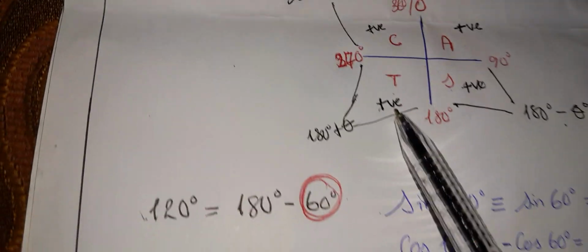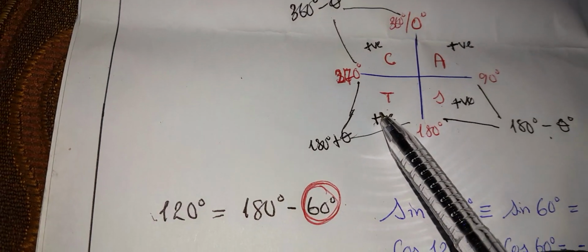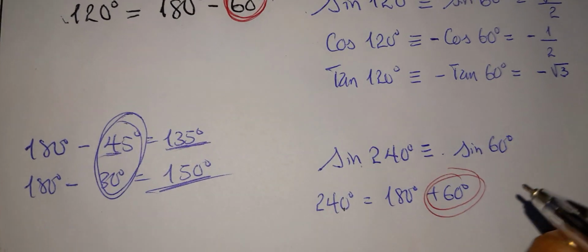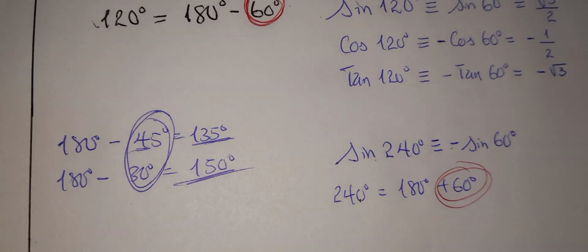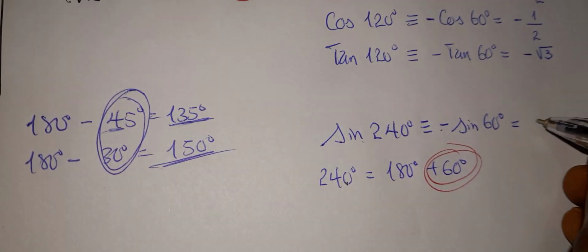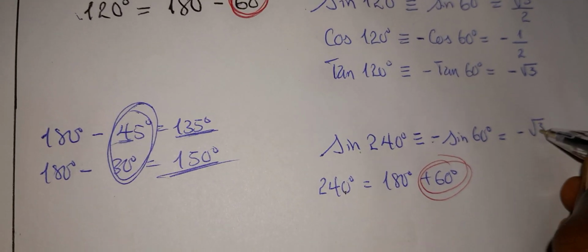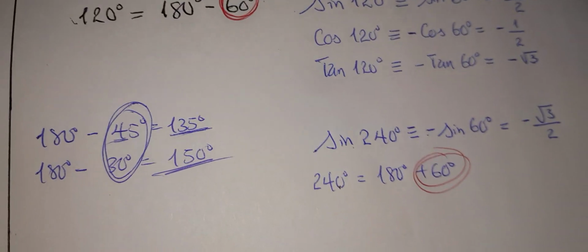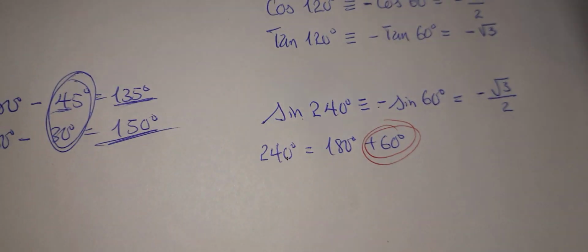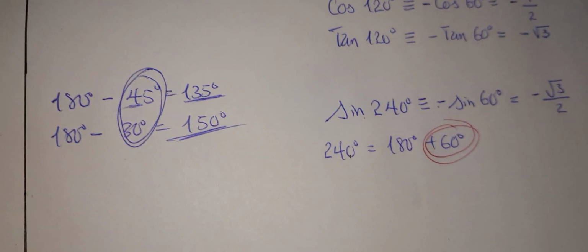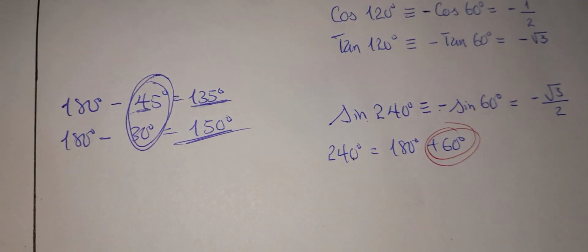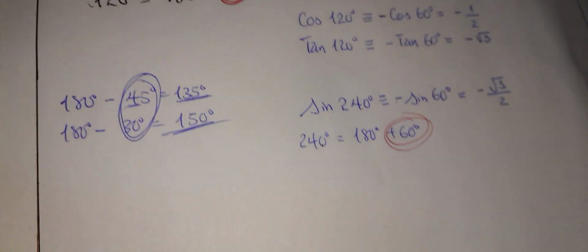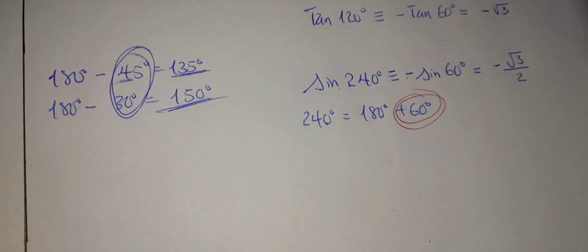But you need to ask yourself, in the third quadrant, what is positive? It is the tangent. So it means anything that is not tan is negative. I hope you will make it. So the answer here is minus root 3 over 2. I'm going to drop a chart. After this video, I'll drop a chart down that will summarize everything.